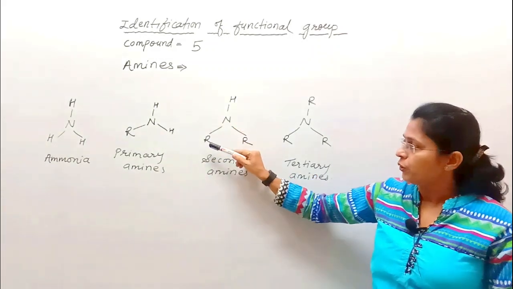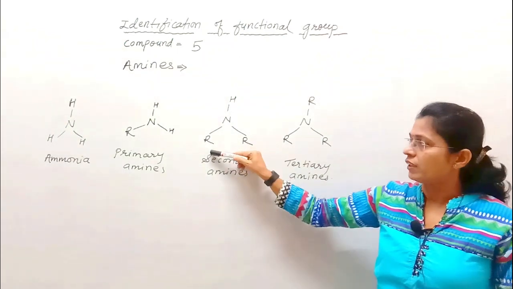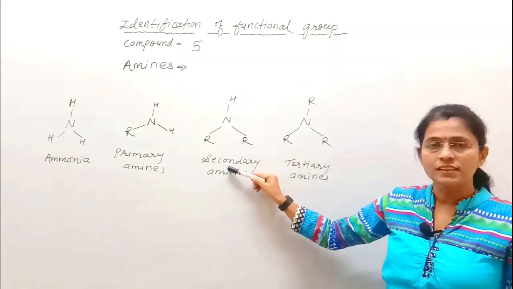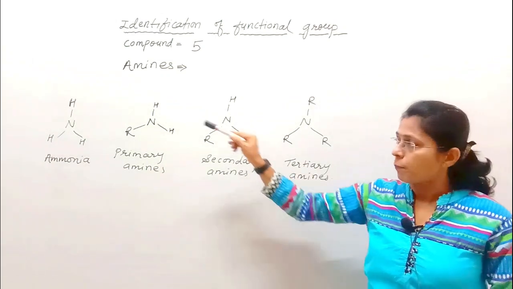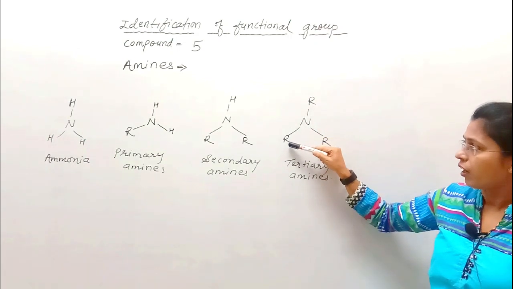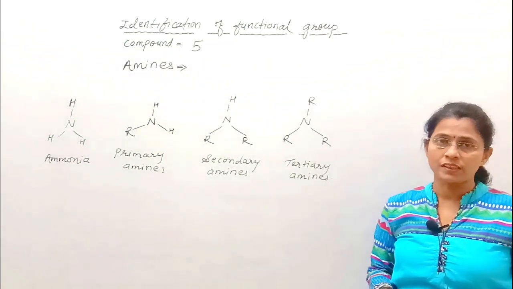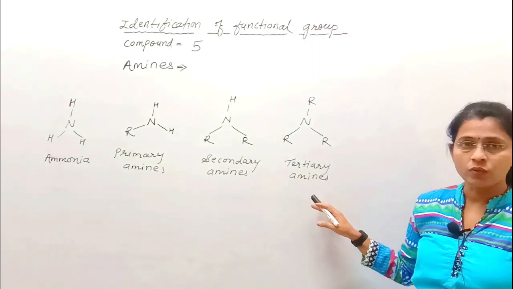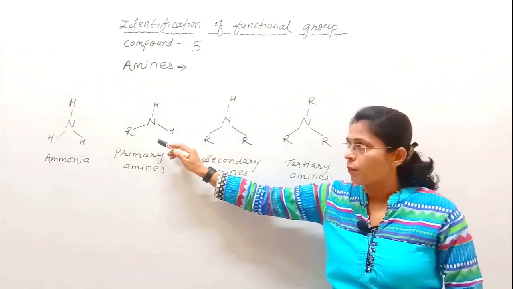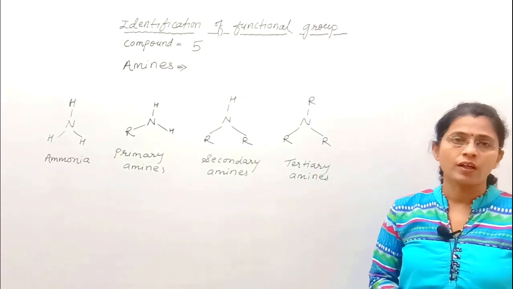From ammonia, when 2 hydrogens are replaced by 2 alkyl or aryl groups, which may be the same or different, we call it a secondary amine. But when all 3 hydrogens are replaced by 3 alkyl or aryl groups, we call it a tertiary amine. Today, we want to find out the amino group, meaning we will identify the presence of a primary amine, that is, the amino group, in our given organic compound.